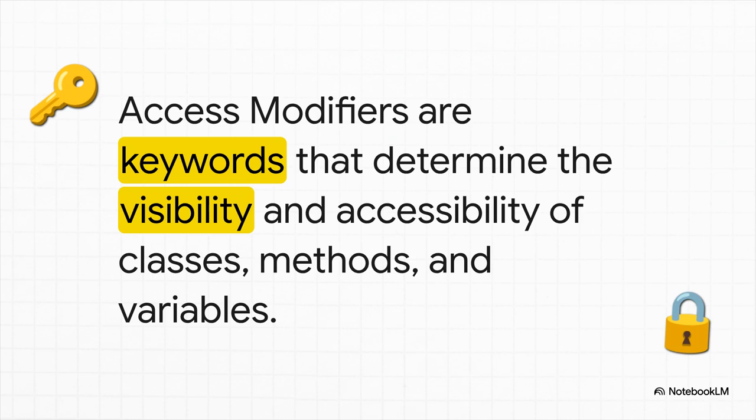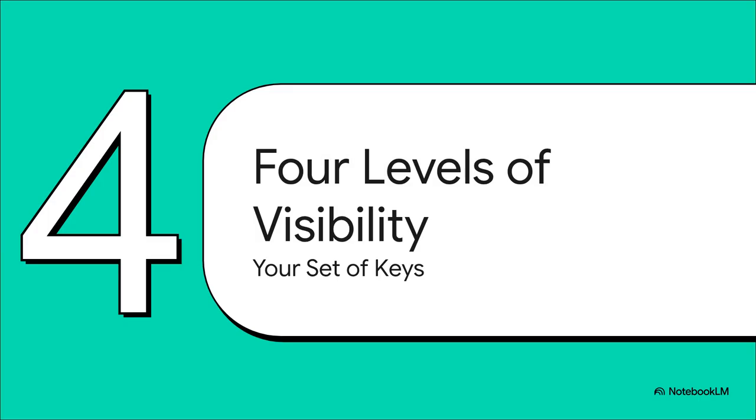These are just keywords, little labels we put in front of our classes, our variables, our methods, to spell out exactly who has permission to see them and use them. This is, without a doubt, the core of our mansion's security system. So Java gives us 4 different kinds of keys to hand out. Each one unlocks a different level of access.